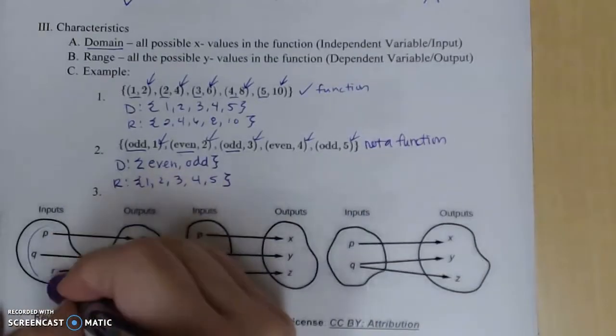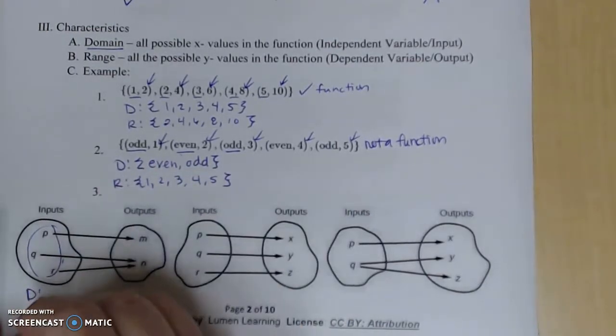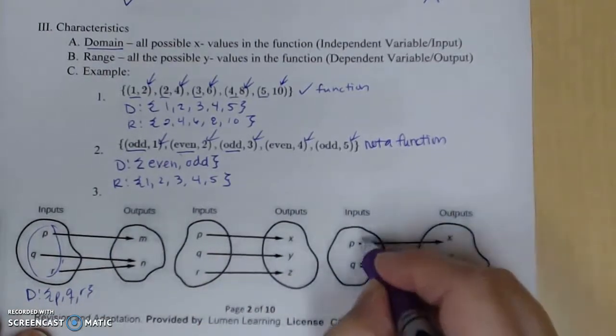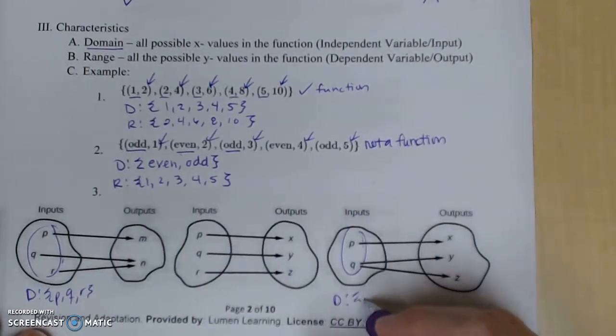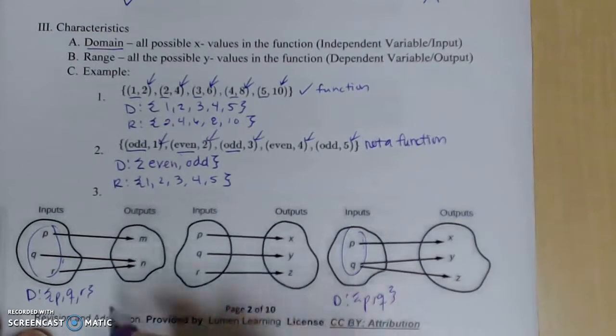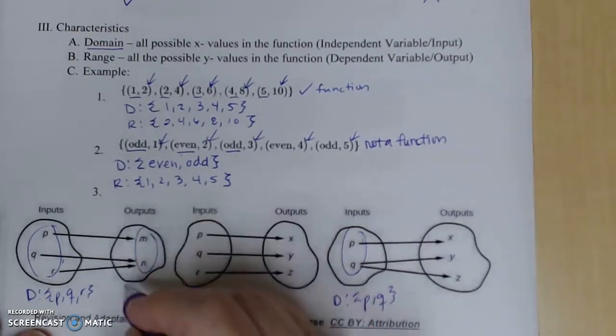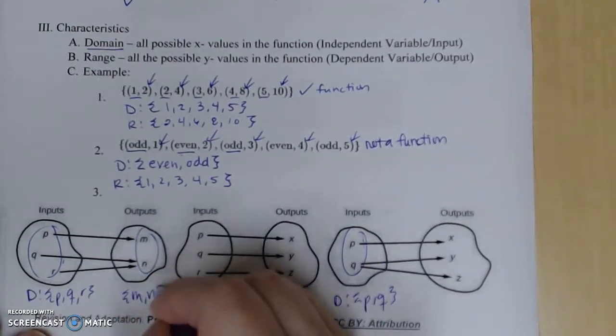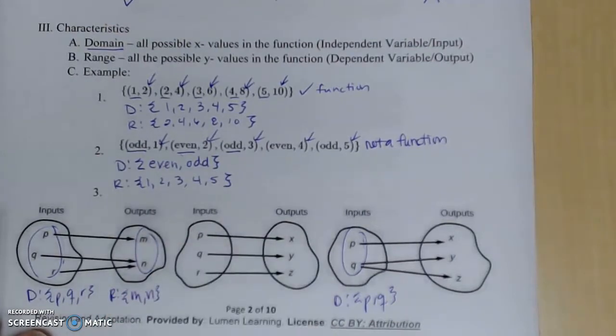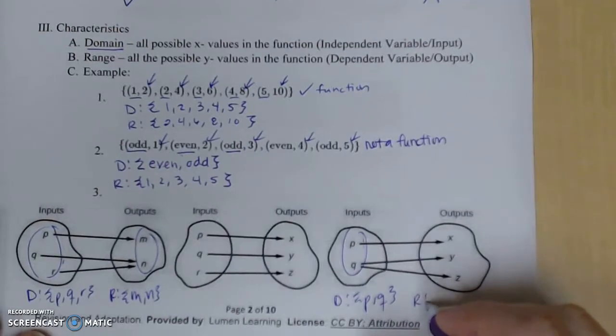Well, your inputs, that's your domain. And so, like for this one, I just say domain is PQR. Or, like this one, I would say the domain is PQ. Range-wise would be your output, so I would just say MN. Again, it doesn't talk about who they're paired with, how often they occur, it just talks about your possibilities. Likewise, this range might be XYZ.